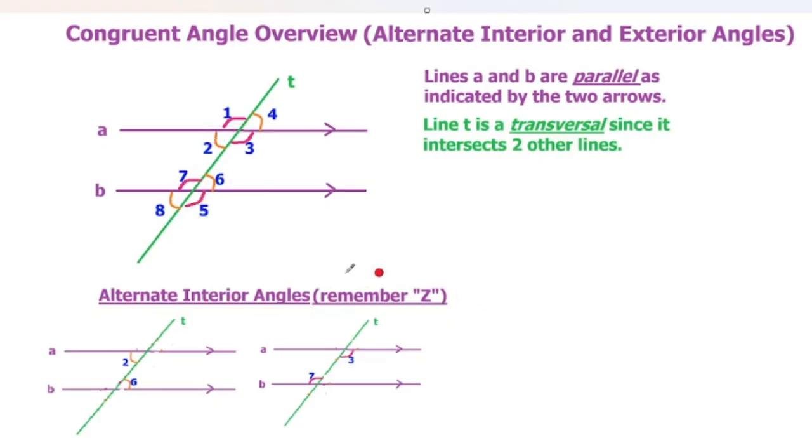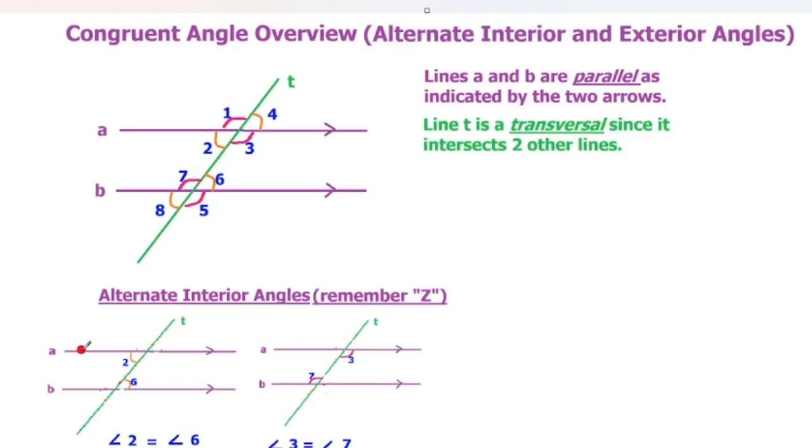And you have to remember a Z pattern, okay? So the interior angles are the angles inside of the parallel lines. The angles inside of the parallel lines are these ones. Okay, so these are the alternate interior angles. They are equal to each other. And you remember a Z, so angle 2 equals angle 6, and angle 3 equals angle 7.